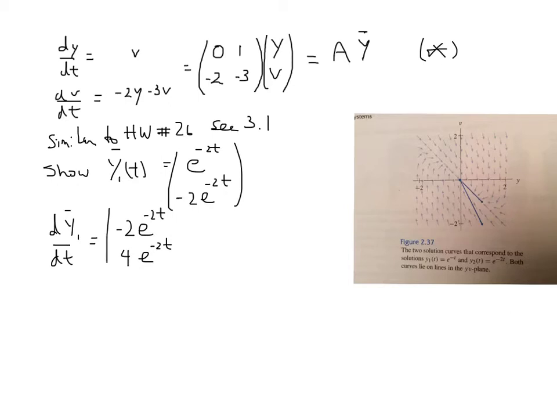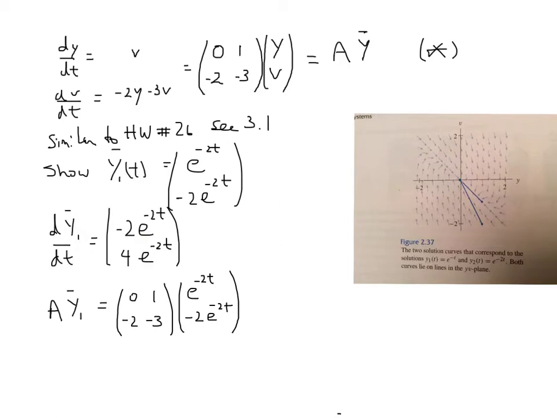And I think I did this in class, but it doesn't hurt to do it a second time. That's the derivative. What happens if you... so it'll be a solution if A times y1 also equals minus 2 e to the minus 2t and 4 e to the minus 2t. So the matrix A for this system is 0, 1, minus 2, minus 3. The vector y1, the solution vector, is made up of e to the minus 2t and a negative 2e to the minus 2t.